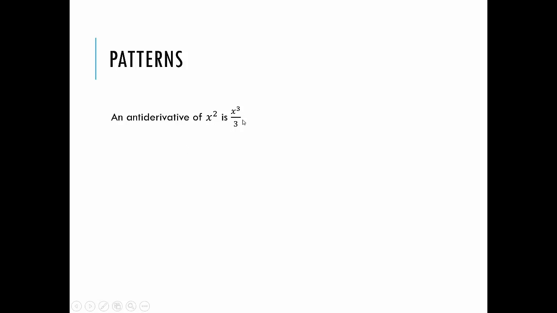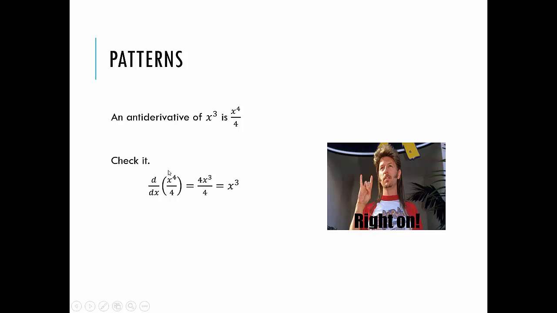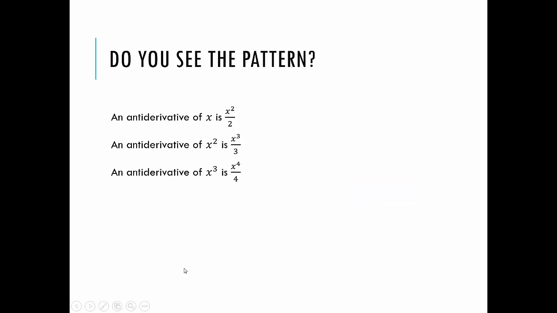Well, how about an antiderivative of x squared? I'm going to tell you it is x cubed over 3. Well, if I check it by taking the derivative, I get x squared. So definitely this would be an antiderivative. An antiderivative of x to the third is x to the fourth over 4. Check it, take the derivative of x to the fourth over 4, and I definitely get x cubed back. So the key here is noticing this pattern.